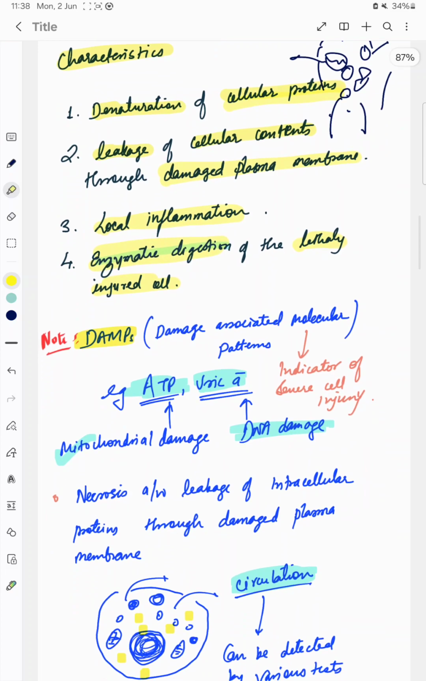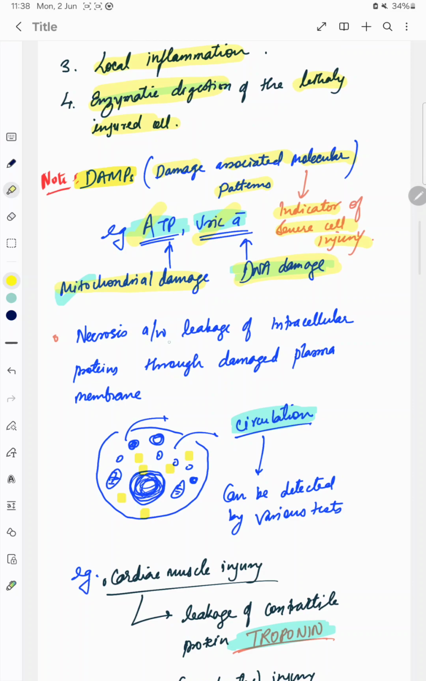There are some entities, DAMPs, damage associated molecular patterns. They are the indicators of severe cell injury, namely ATP and uric acid. ATP is an indicator of mitochondrial damage and uric acid is an indicator of DNA damage.